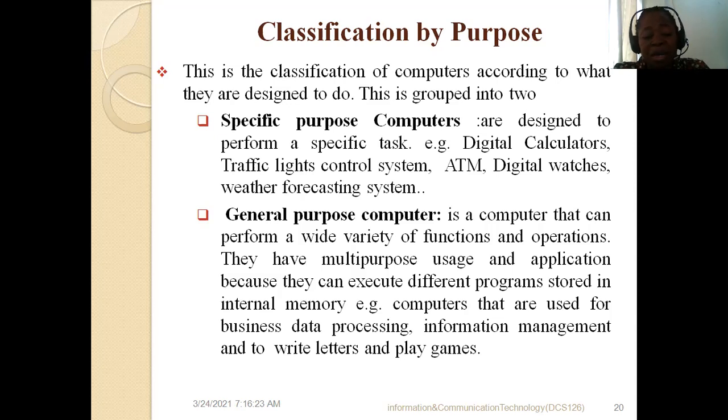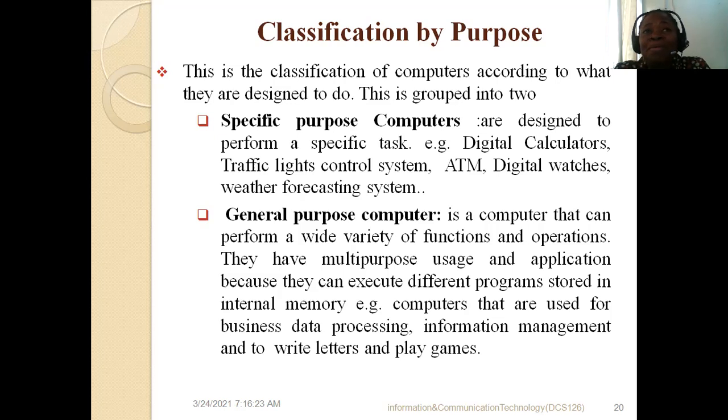Next is the second type of computers classified by purpose. This is the one that falls under general purpose computer. As the name implies, it is a kind of computer that can perform a wide variety of functions and operations. They have multi-purpose usage and application because they can execute different programs stored in internal memory.